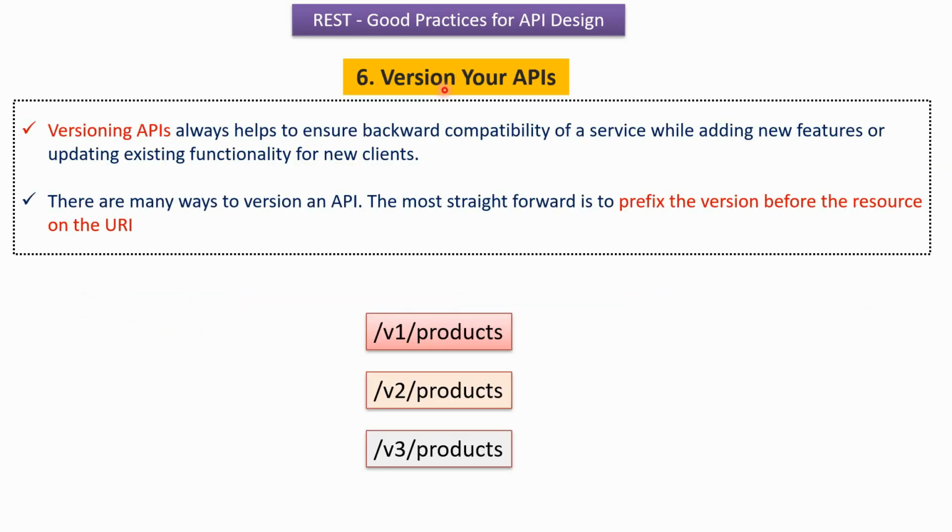Version your APIs. Versioning APIs always helps to ensure backward compatibility of a service while adding new features or updating existing functionality for new clients. There are many ways to version an API. The most straightforward way is to prefix the version before the resource in the URI. Here you can see v1/products, v2/products, v3/products.